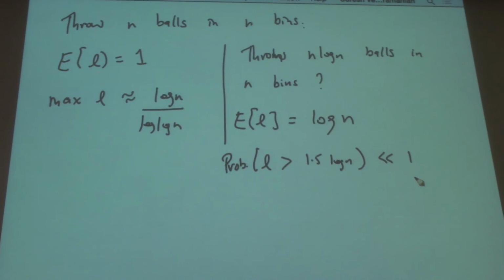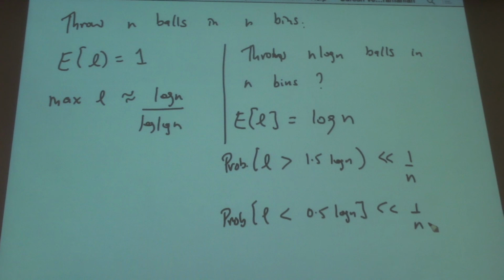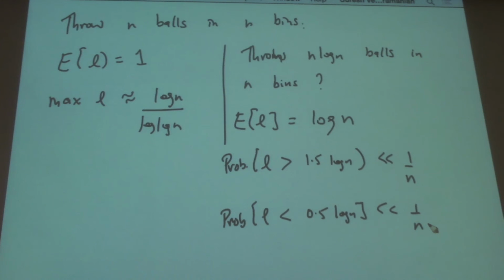It'll be something like 1 over n. And not only that, you can also show the probability that the load is less than 0.5 log n is also very, very small. In other words, what the bound is saying is that if you threw n balls into n bins, there wasn't enough concentration in probability to even things out.